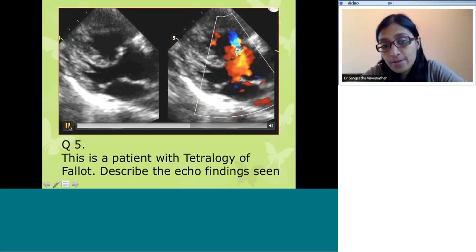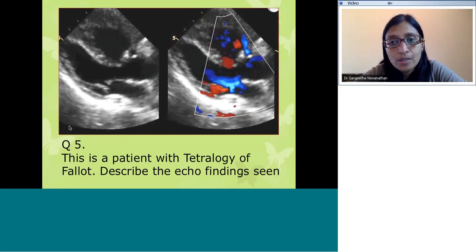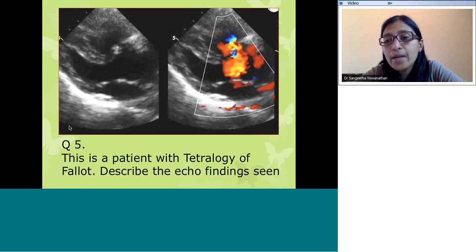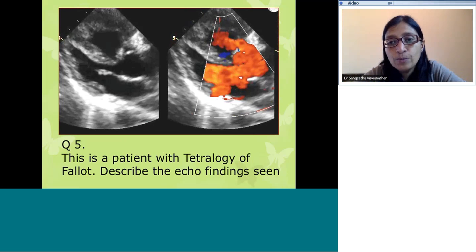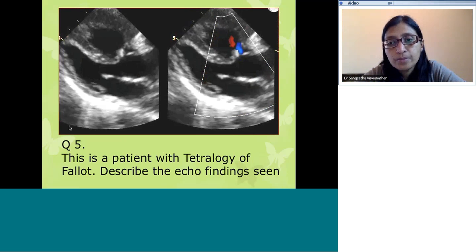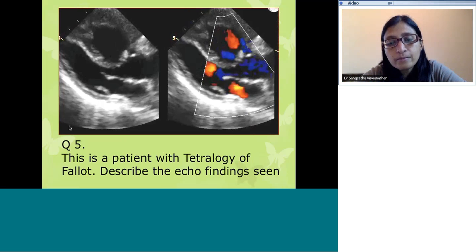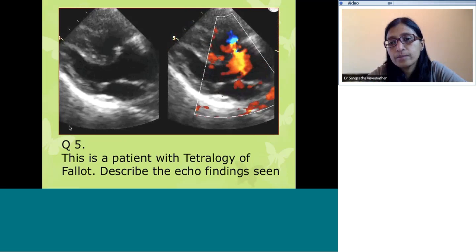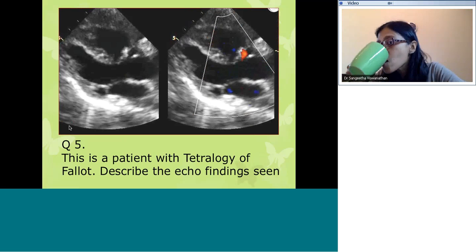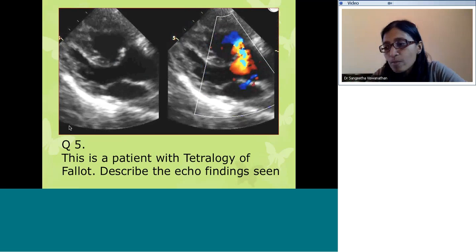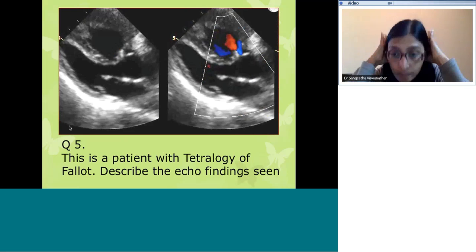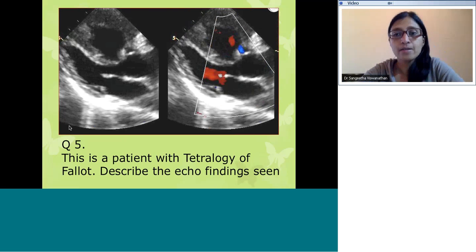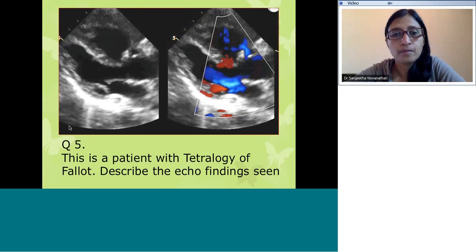Okay. So this is the next question moving on to. This is a patient with Tetralogy of Fallot. So describe the echo finding seen. What am I showing you? Come on, guys. What am I showing you?